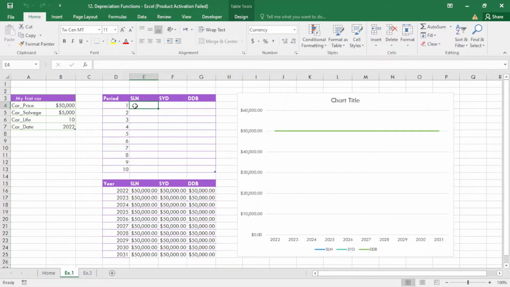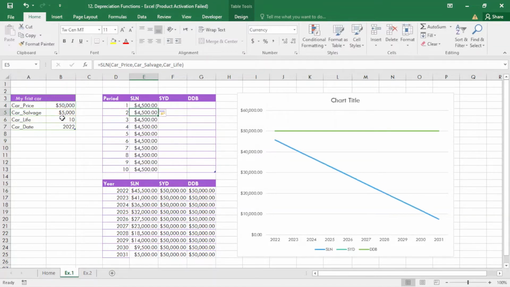So the first one I use is the SLN function. Here the first argument is the price of my car, comma, the second one is the salvage, and the last one is the period of years, so 10 years. Here we should name these columns because it is very helpful. Let's close the bracket and enter.